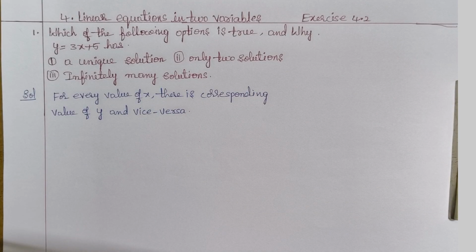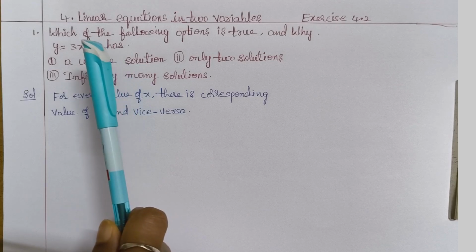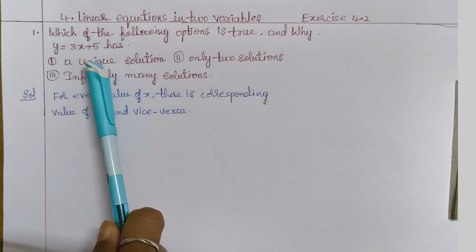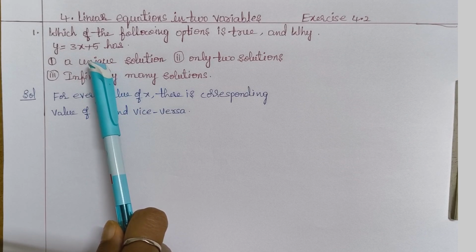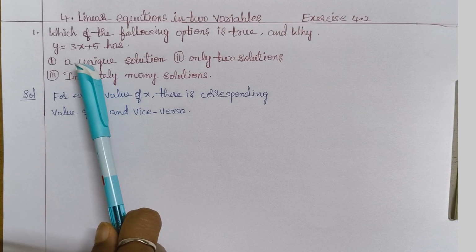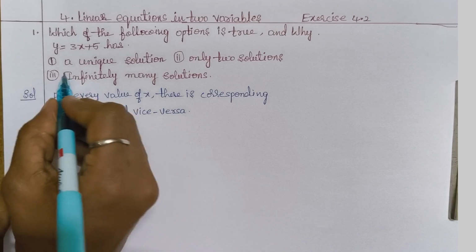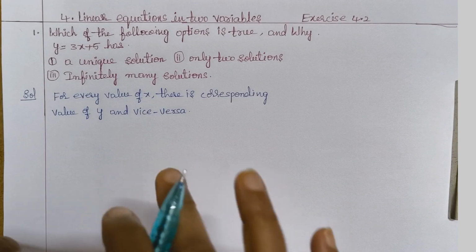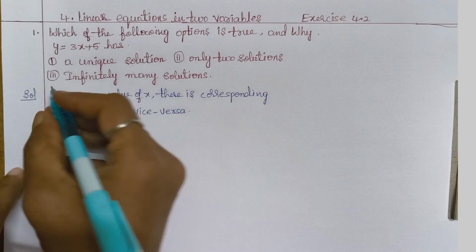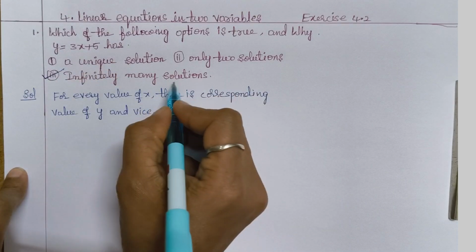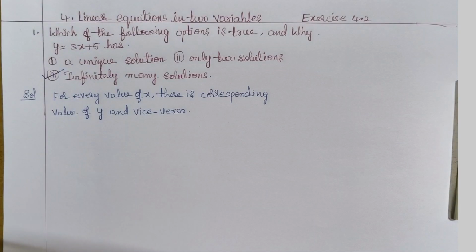Which option is correct? See here, a linear equation in one variable means there is one solution, and in the introduction video I explained this, you can watch it. But a linear equation in two variables means there are many solutions. So anywhere a linear equation in two variables is there, you will get many answers. So what is the correct option? C is the correct option. So this answer is C, infinitely many solutions.